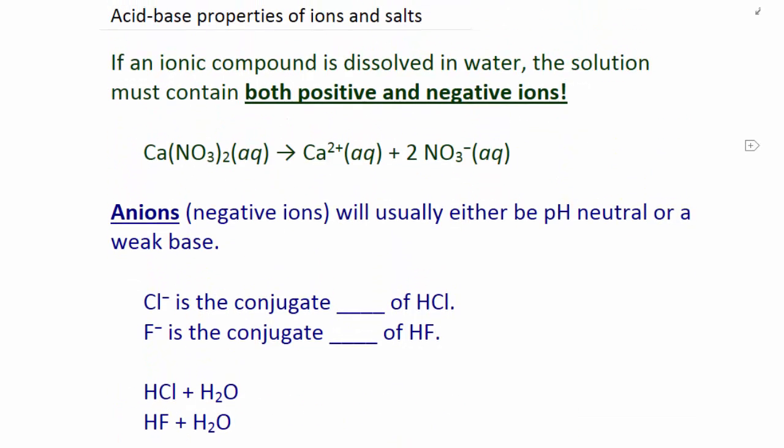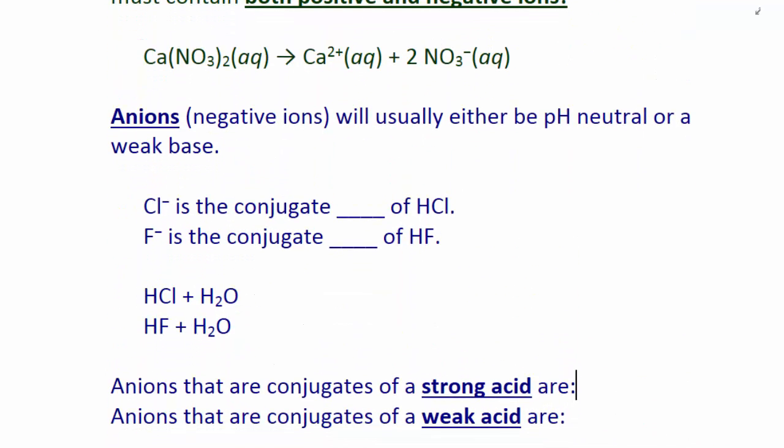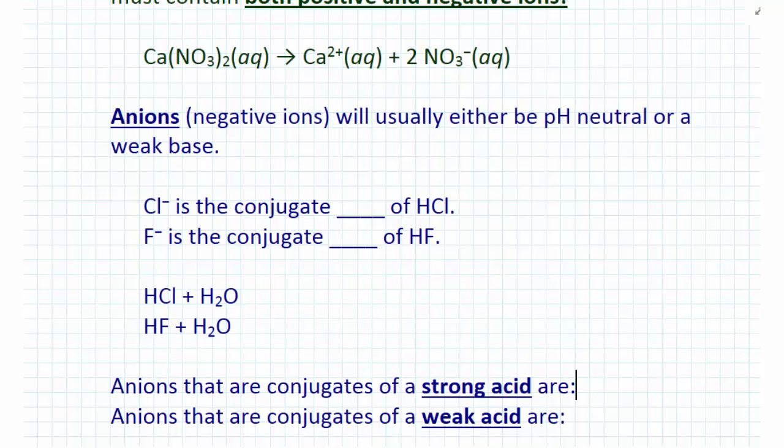So let's start with anions. Turns out that anions, the negative ions, will usually either be pH neutral, and we say pH neutral, we don't just say neutral because a neutral anion doesn't make sense, right? So we'll say pH neutral, which means it has no effect on the pH of the solution, or sometimes they're weak bases. But to figure out why that is, we need to answer what these anions are the conjugate of.